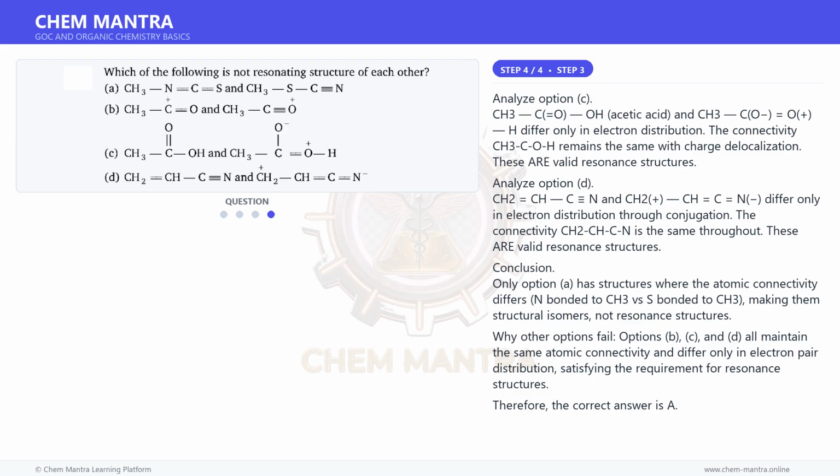Conclusion. Only option A has structures where the atomic connectivity differs, N bonded to CH3 versus S bonded to CH3, making them structural isomers, not resonance structures. Why other options fail? Options B, C, and D all maintain the same atomic connectivity and differ only in electron pair distribution, satisfying the requirement for resonance structures.